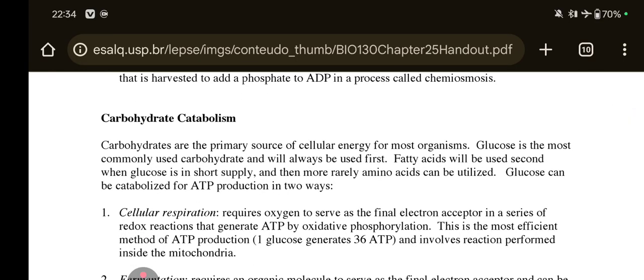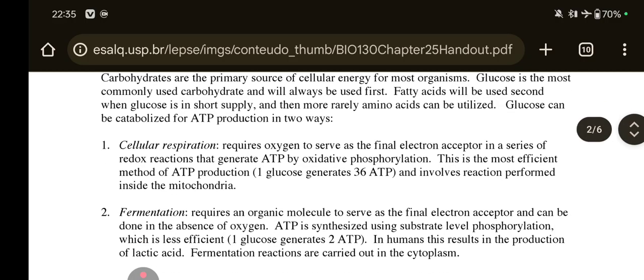Carbohydrate catabolism. Carbohydrates are the primary source of cellular energy for most organisms. Glucose is the most commonly used carbohydrate and will always be used first. Fatty acid will be used second when glucose is in short supply, and then more rarely amino acids can be utilized. Glucose can be catabolized for ATP production in two ways.